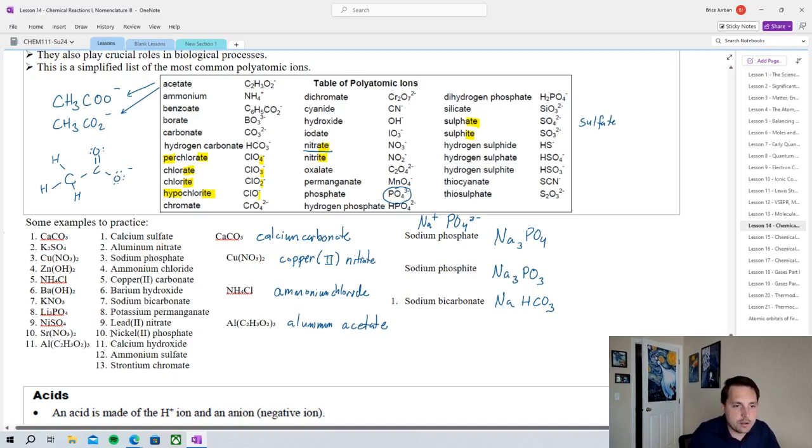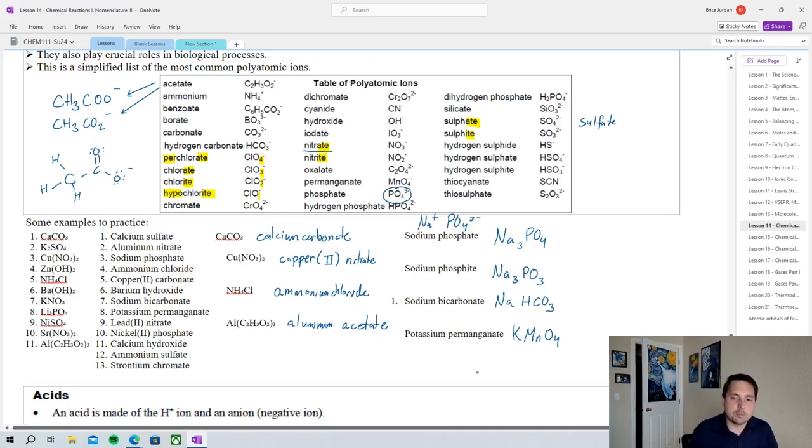Okay, how about potassium permanganate? It's not too hard of a one. Potassium is K+. It's an alkali metal. It's in the first group. And then permanganate has the formula of MnO4-. So because they both have a charge of +1 and -1, you just write the formula as KMnO4.